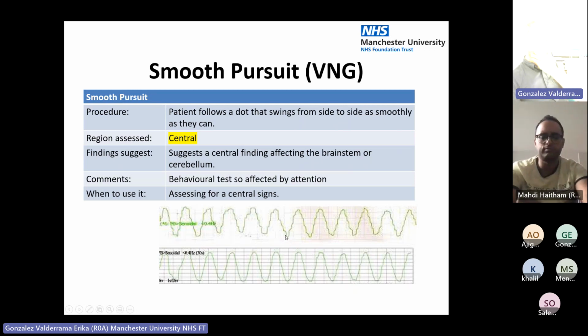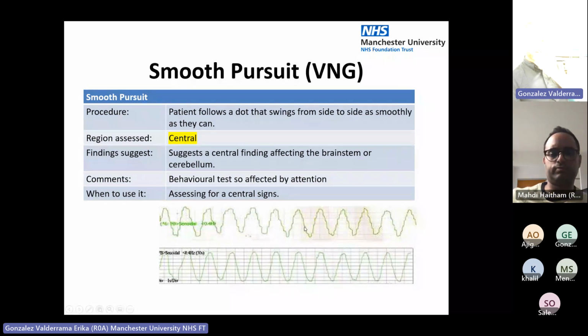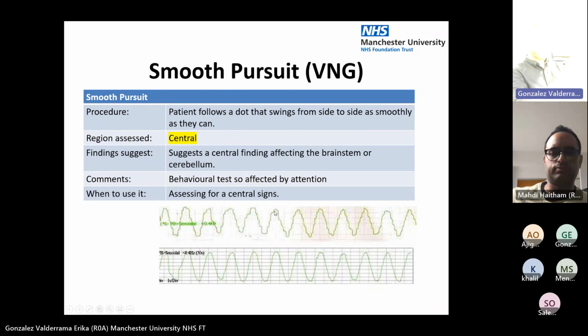And if you see that on VNG, then it's an immediate red flag. It's a definite, can we please scan this person and maybe send them to neurology? And also you'll see this at the bedside. If it's that bad, you'll see at the bedside when you move their eyes from side to side that it's really saccadic. It's just choppy, choppy, choppy, choppy. It's not smooth.